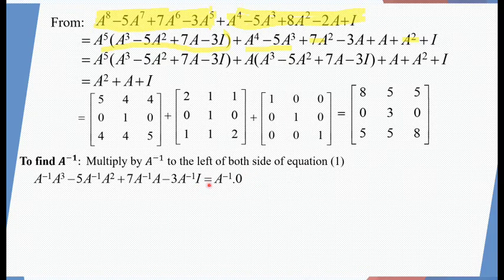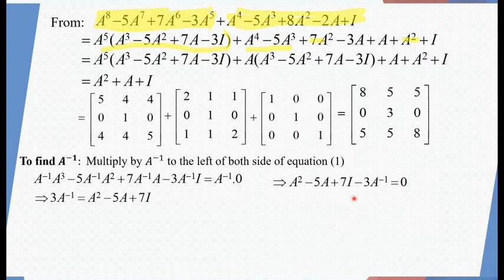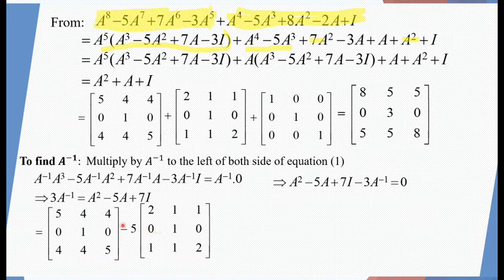And multiplication of a matrix with 0 is always 0. So this can be converted into A square minus 5A plus 7I minus 3 A inverse equals 0. So keeping A inverse on the left hand side, transfer all the other terms to the right hand side, we get 3A inverse equals A square minus 5A plus 7I, and we have the value of A square, A and I. So put here this is the value of A square, 544, 010, 445, value of A and value of I.